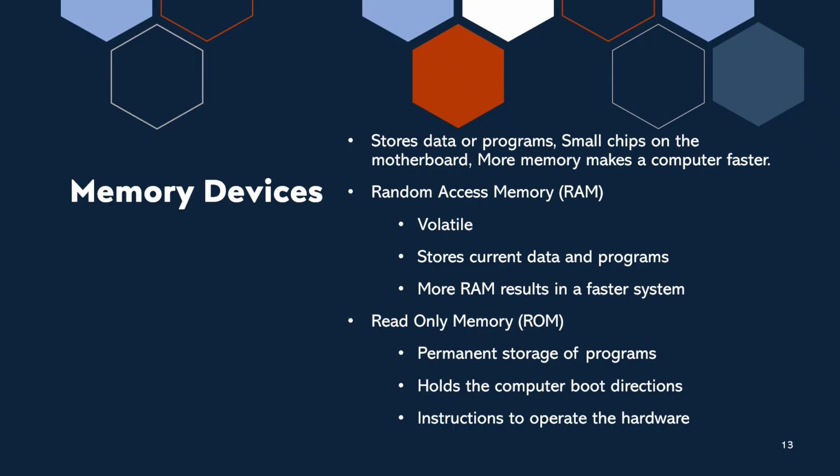Memory devices. What are memory devices? Memory devices store data or programs, as small chips on the motherboard. More memory makes a computer faster. Random access memory, volatile memory. Random access memories, RAM, are volatile memories that store current data and programs.